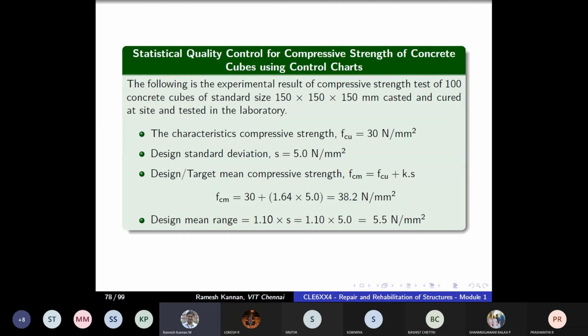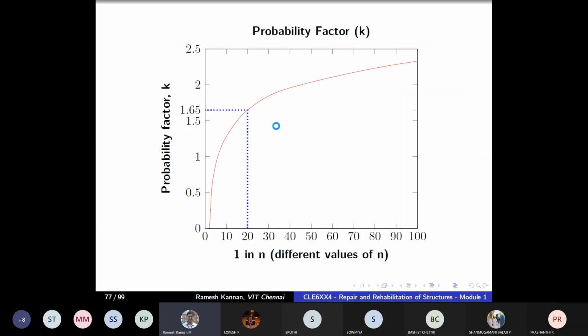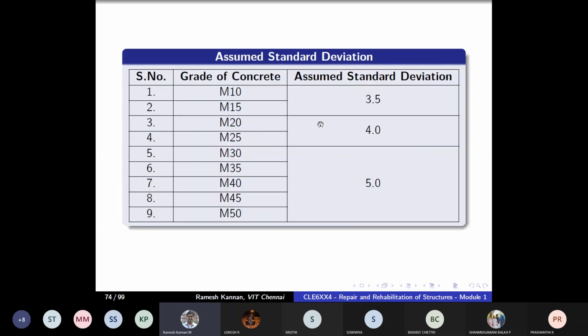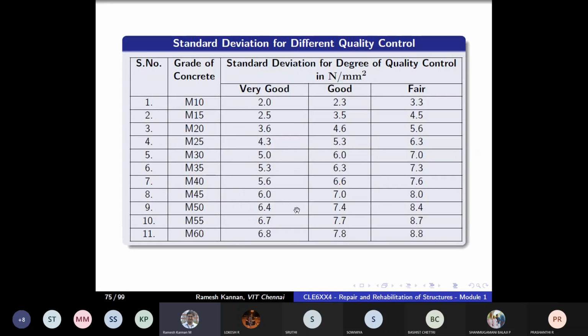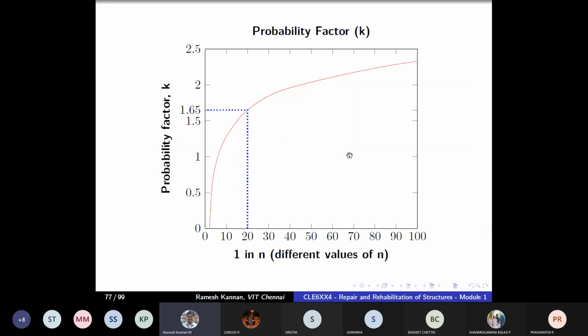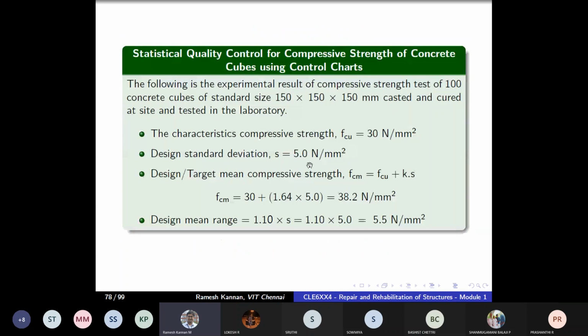We take 100 concrete cubes, cast them, cure them and test them to find the compressive strength, and the grade designated is M30. So the characteristic compressive strength is 30 Newton per millimeter square, and the standard deviation is 5. You remember in a previous class we talked about the different standard deviations for different grades of concrete under different conditions. We generally consider this a very good condition for M30, a very good degree of quality control, so we just take 5.